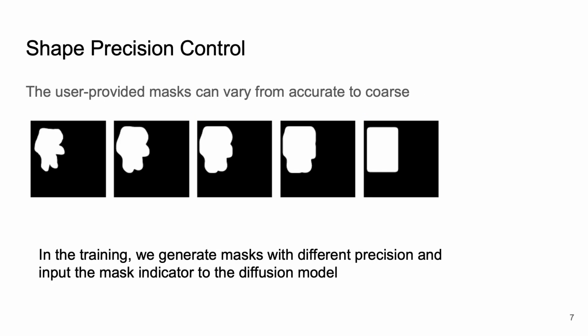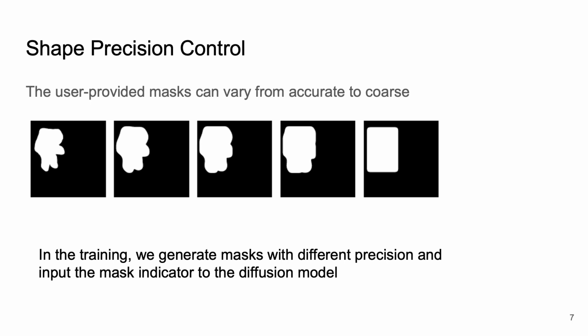However, another problem is that we would like to give users shape precision control, because the masks users provide can vary from accurate to coarse. Some professional users may draw a very accurate mask, and they want to generate something that exactly aligns with their input mask.